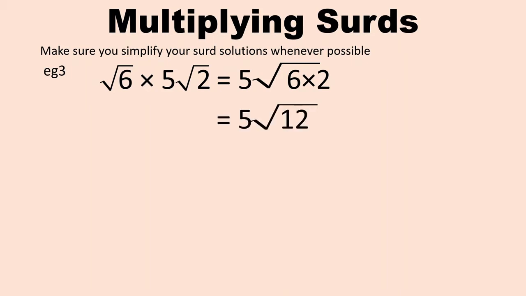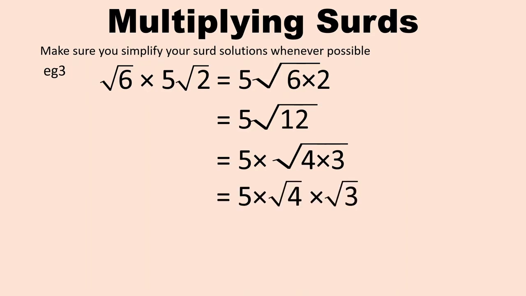Most people would stop there, not realizing that we can simplify this irrational part. Remember when we simplified surd terms by splitting the square rooted value into a squared factor and a non-squared factor? Well, 12 could be written as 4 times 3. And 4 is a square number. So this ends up being 5 times the square root of 4 times the square root of 3. But the square root of 4 is 2. So that's 5 times 2 times root 3.